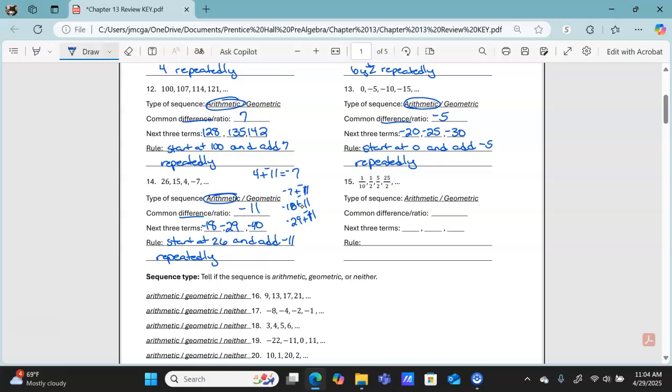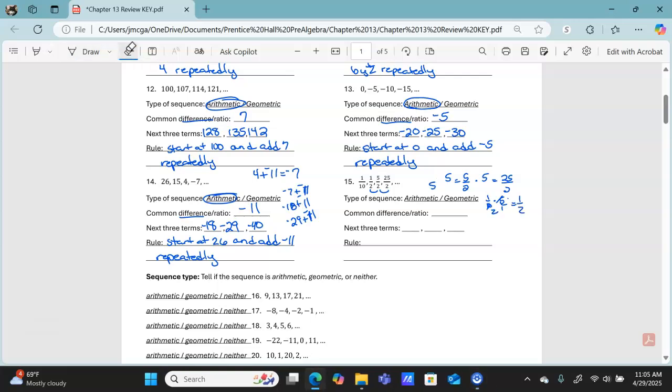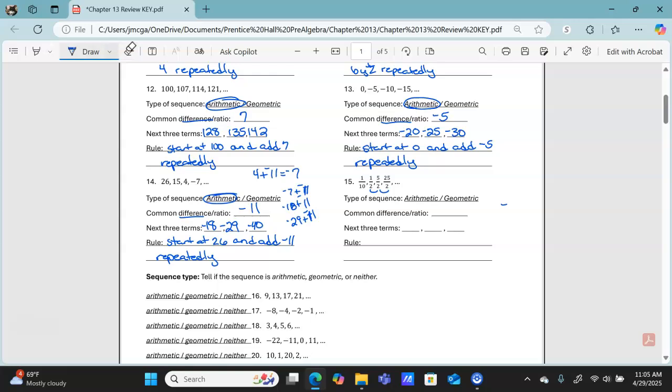On this one, 1/10, 1/2, 5 halves, 25 halves. It's probably easier to see from here to here and here to here. If I take 1/2 and multiply it by 5, I get 5 halves. And then if I multiply that by 5, I get 25 halves. And the same thing happens from 1/10. 1/10 times 5 would be 1/2. So my common ratio for this geometric sequence is 5. And so I'm going to multiply by 5.